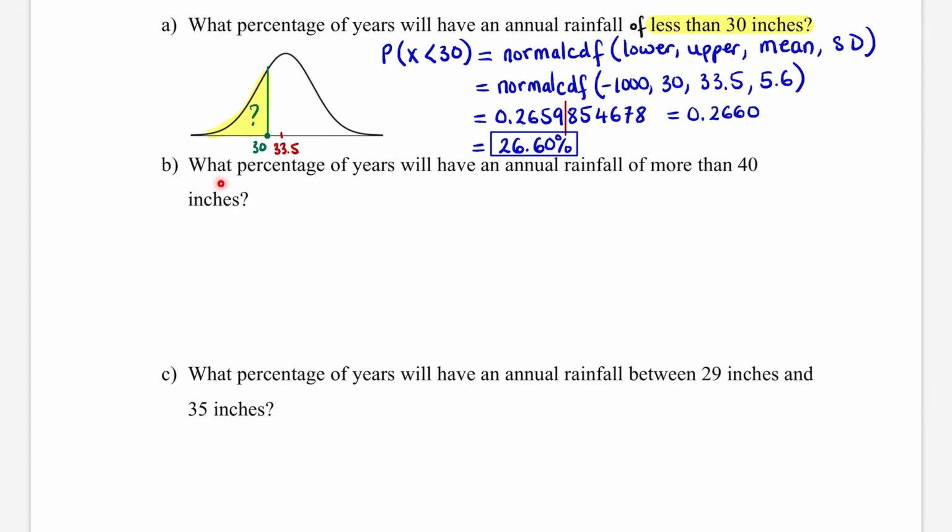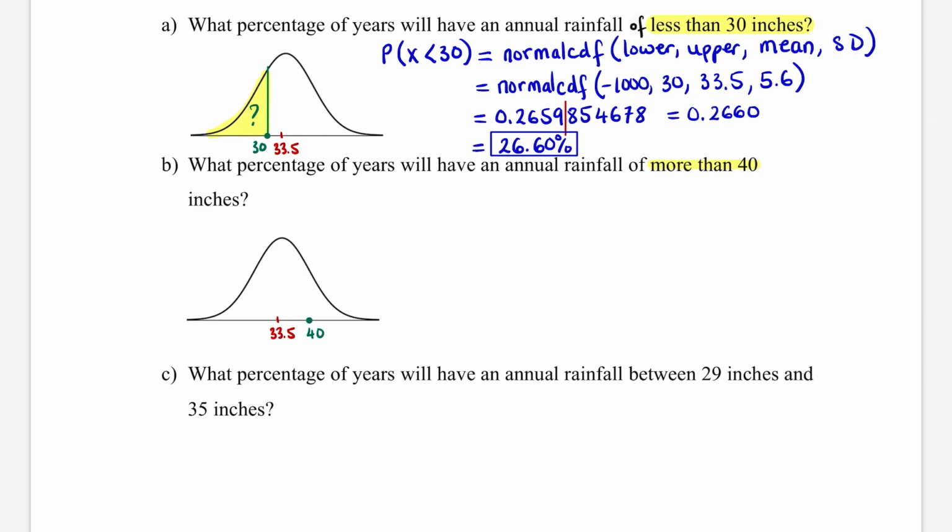Question B. What percentage of years will have an annual rainfall of more than 40 inches? Let's put that on a graph. I have a normal distribution with mean of 33.5, and I want to find the percentage of years with rainfall of more than 40 inches. Let's locate 40 inches on the graph. 33.5 is here. 40 is greater than 33.5, so it's to the right of 33.5. So it's somewhere here.